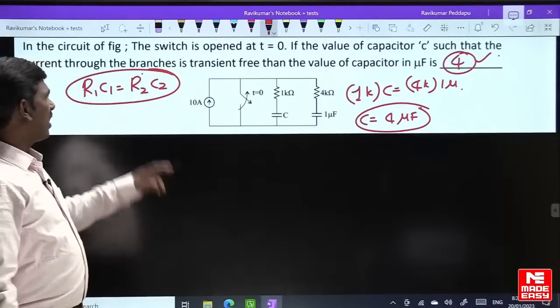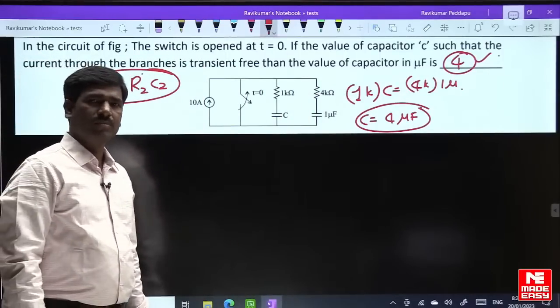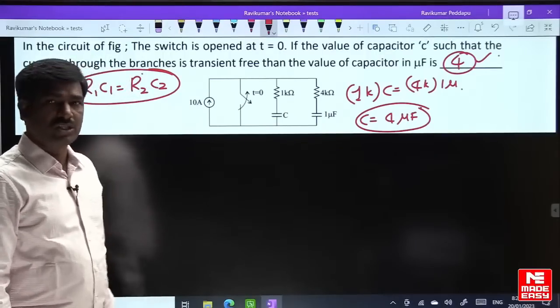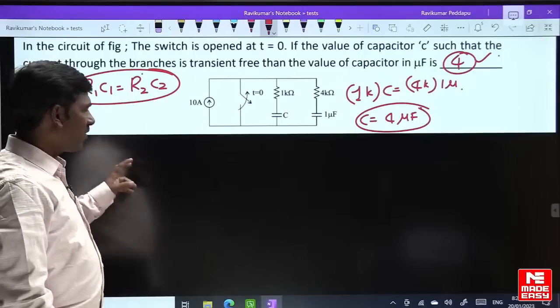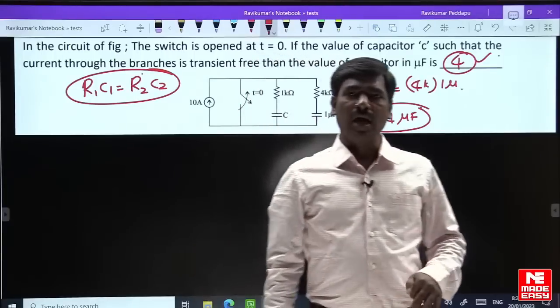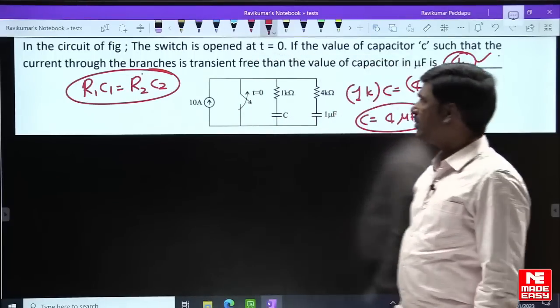If R1 C1 is not equal to R2 C2, the response consists of a transient term. So whenever R1 C1 is equal to R2 C2, there is no transient term. फिर आप check कर सकते. Okay.